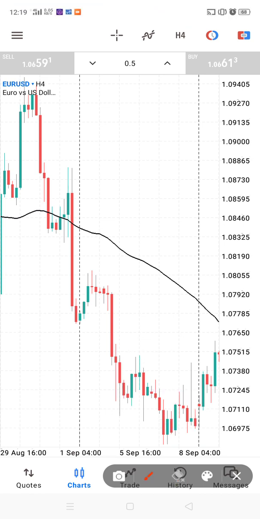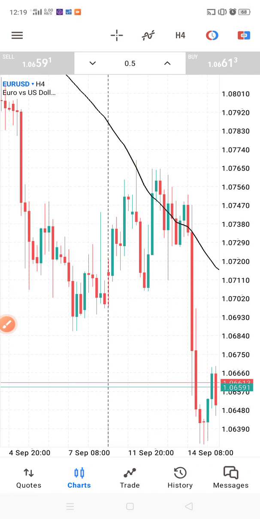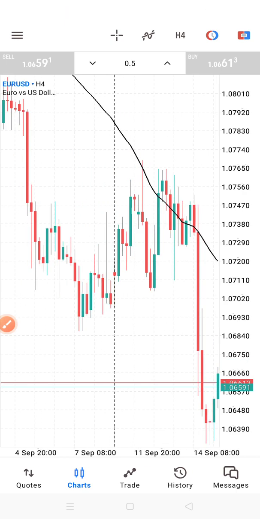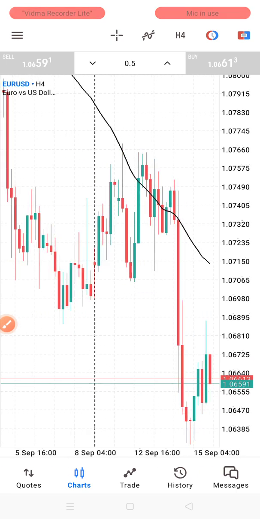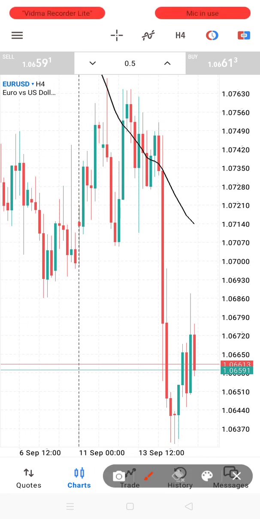So that's it, guys. I don't want to make it any longer, even though we might have some other trades. Let me show you another one. It's a big one actually that I should show you.